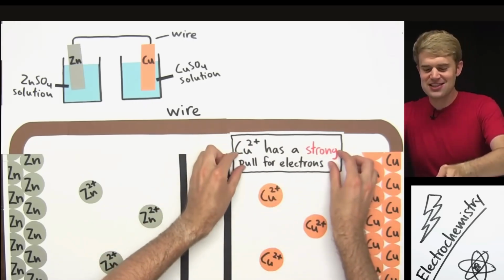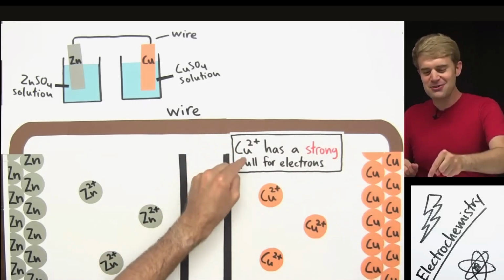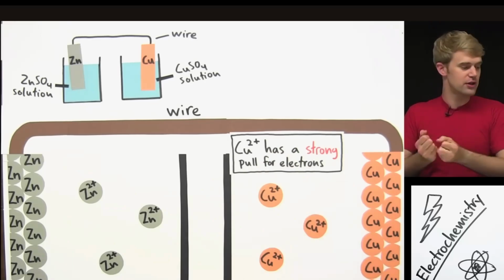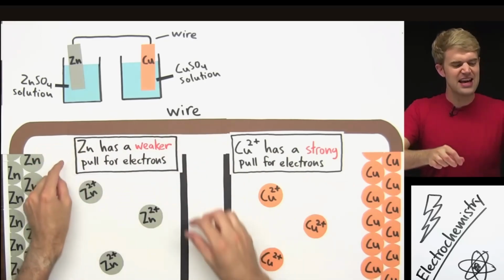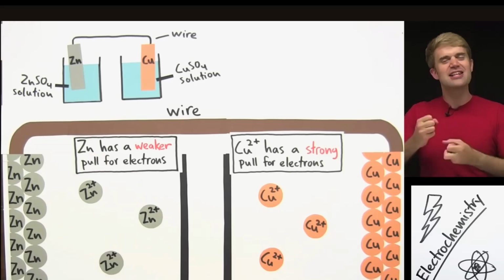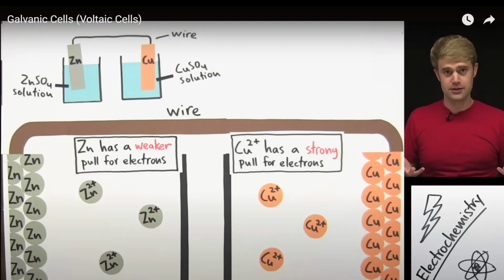It turns out that Cu2+, these atoms here, has a really strong pull for the electrons. But on the other hand, zinc has a weaker pull for electrons. Is this because copper is more electropositive? No, copper is more electronegative because it's pulling on electrons. It has a stronger pull for electrons. So electronegative things pull electrons towards them.